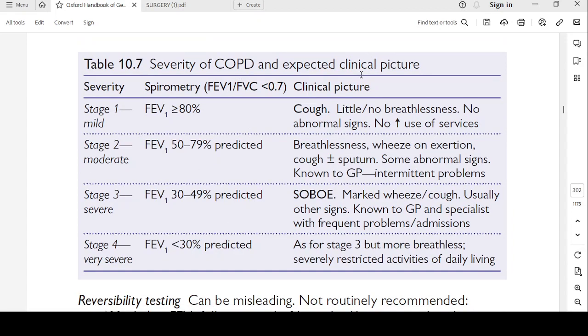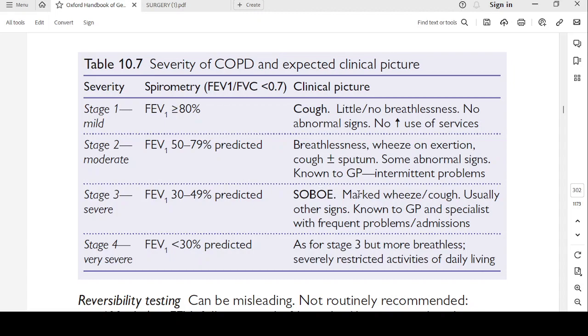Severity of COPD and expected clinical picture. Stage 1: FEV1 more than 80%. There is cough, little or no breathlessness, no abnormal signs, no increased use of services. Stage 2, or moderate: FEV1 50 to 79% of predicted. Breathlessness, wheeze on exertion, cough plus sputum, some abnormal signs, known to GP, intermittent problems. Stage 3, severe: FEV1 30 to 49% predicted.